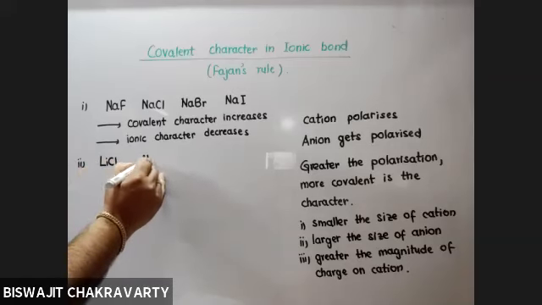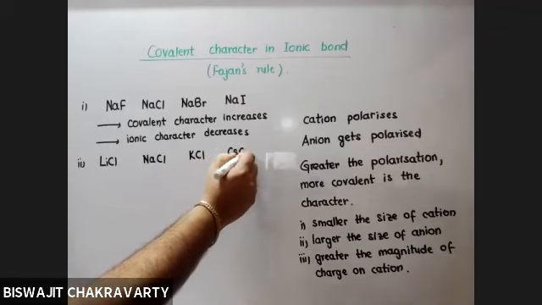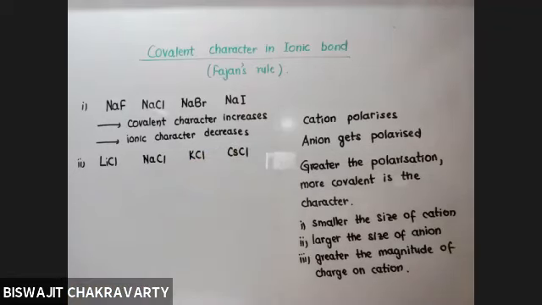LiCl, NaCl, KCl, CsCl. Who is common in all of them? Cation or anion? Anion. All are Cl minus, isn't it? Cations are different. So on the basis of cations, we are going to decide who is more covalent and who is more ionic. So who do you think, after applying the Fajans rule, is most covalent?